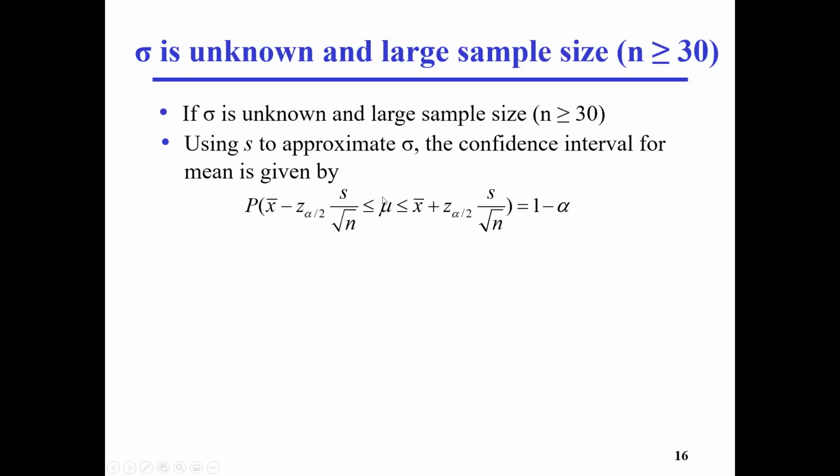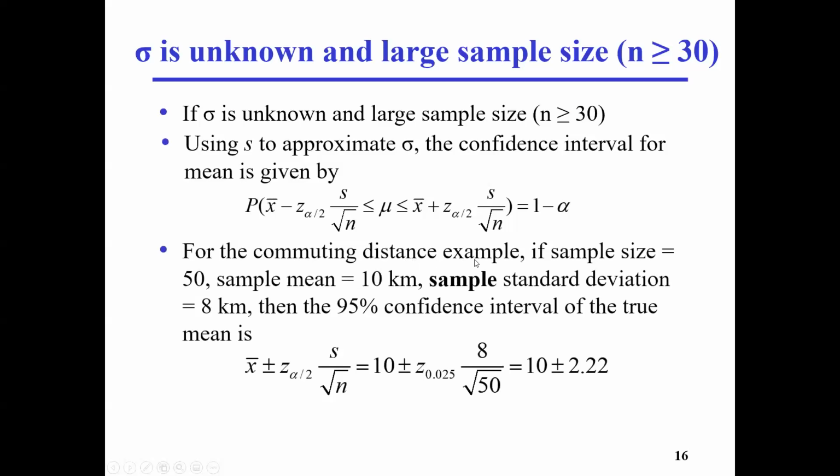So the formula is not the same anymore, but the only difference is that S replaces sigma because we don't know sigma. But you must know S when you have a sample, because you can simply use all the observations in your sample to calculate the standard deviation of the sample, right? So the only difference between this formula and the formula we used before is that there is no sigma anymore. We use S to replace sigma.